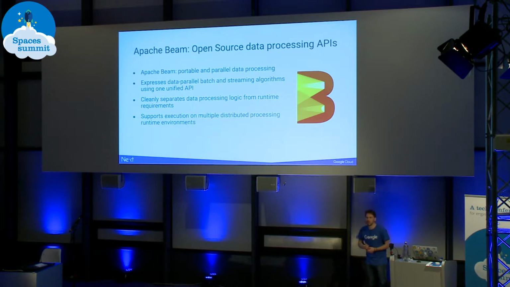It's now a top-level project at Apache, and it enables you to write data processing pipelines where you can do batch or stream processing and run it on multiple runners. What is a runner? A runner is what executes your pipeline underneath. That runner can be, for instance, Apache Flink or Spark, or things like that. Of course, you can also run it on Google Cloud Platform in Dataflow as a fully managed service.